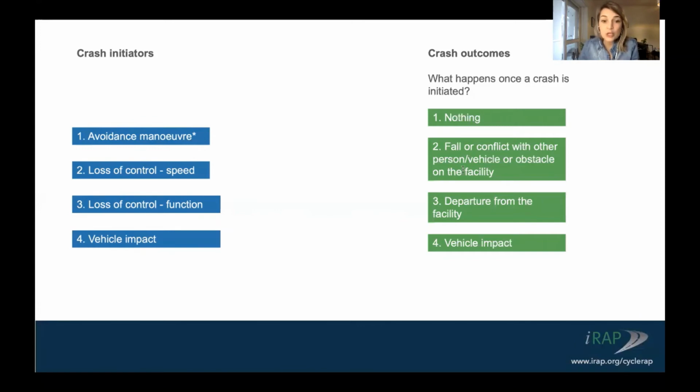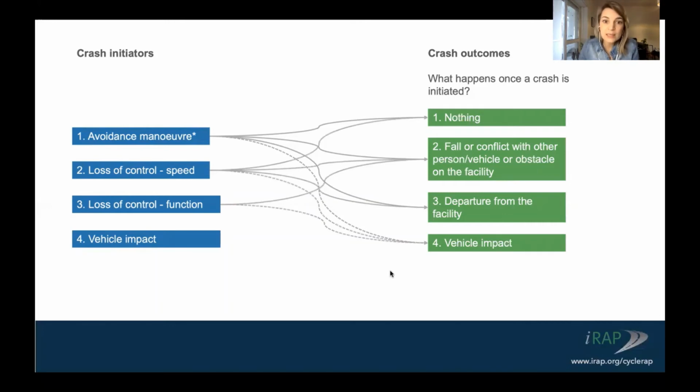vehicle. So in terms of the avoidance maneuver, the first three can happen in any circumstances, and the vehicle impacts demand that the cyclists be riding in the road or crossing an intersection or having a road lane close to the facility, somewhere where cyclists are exposed to vehicles. The loss of control speed can result in the fourth outcome.